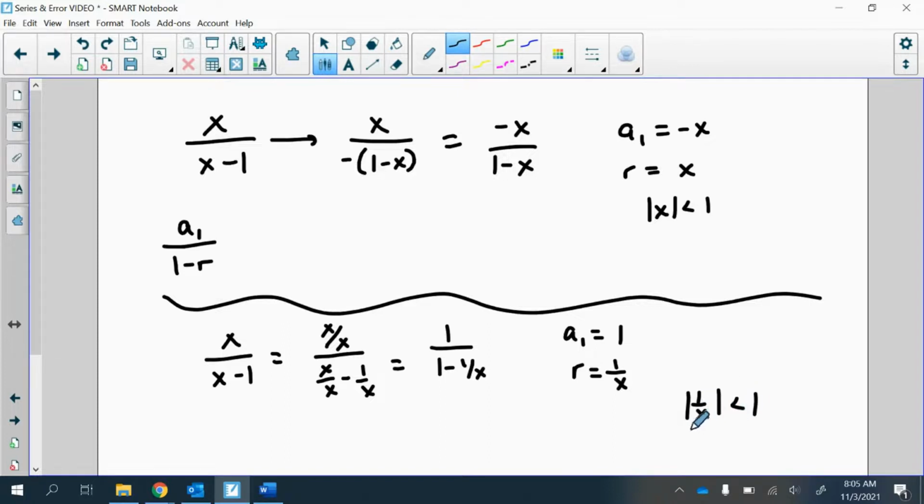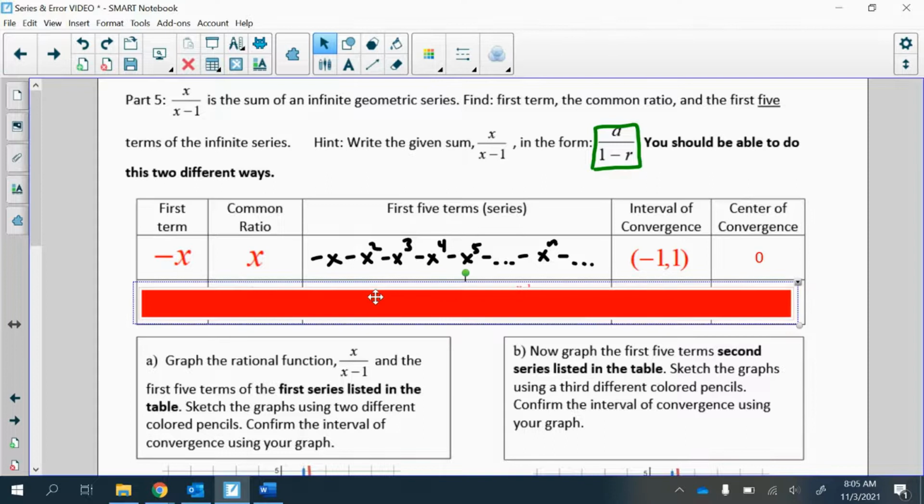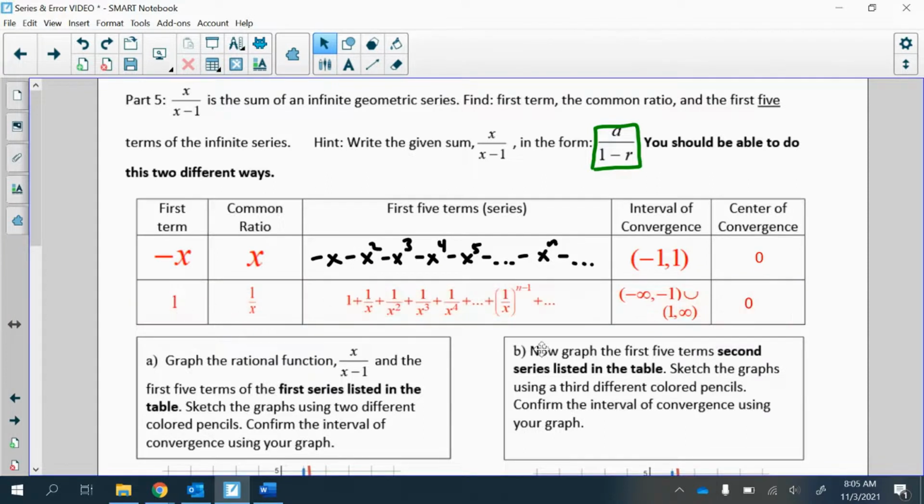And that is true anytime x is big or negatively big. So my interval of convergence would be -infinity to -1, union 1 to infinity. So this would be what I end up with. 1 plus 1 over x plus 1 over x squared plus 1 over x cubed, and so on.